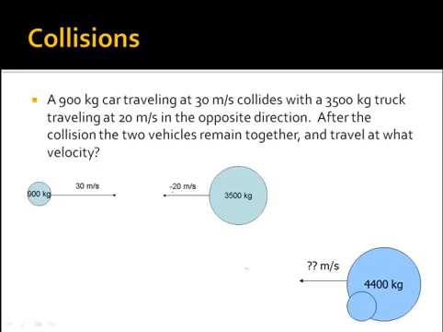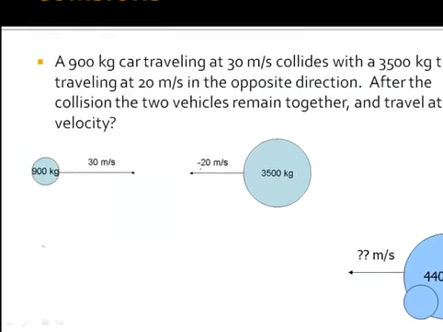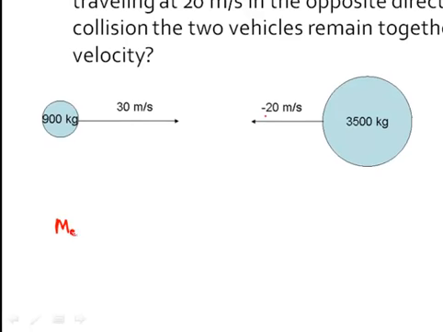After the collision, the two vehicles remain together, and we want to know how fast they move off and in what direction. I'm assuming that it's going to move off to the left, which suggests we should end up with a negative number for our speed, but we might find out that it's a positive number. Let's see what happens. The momentum before is the mass of the little car times the velocity of the car plus the mass of the truck times the velocity of the truck, and that has to equal their combined mass times their velocity combined.